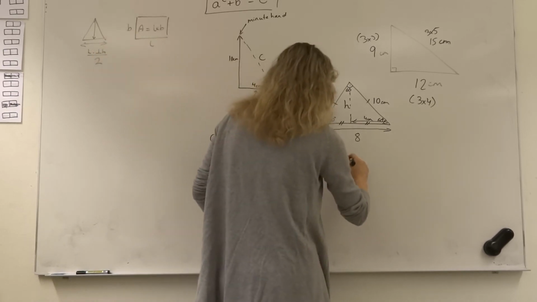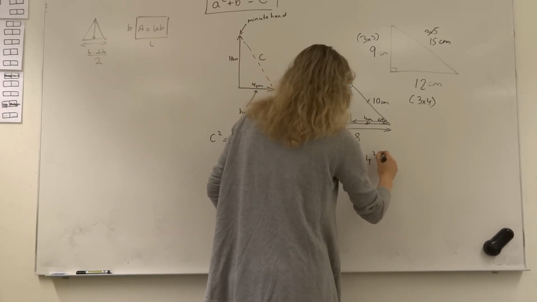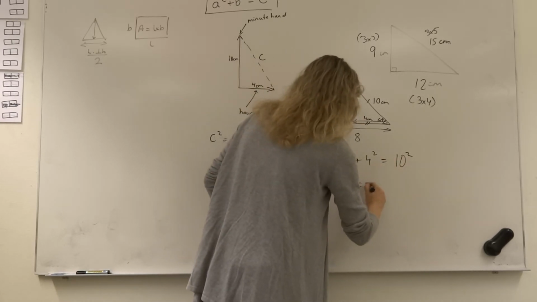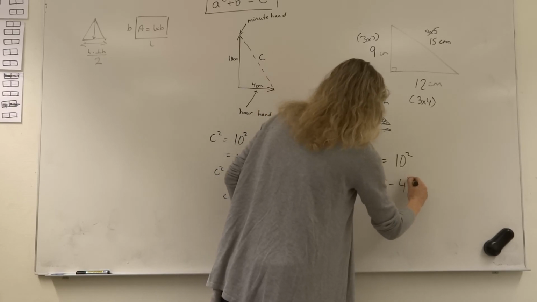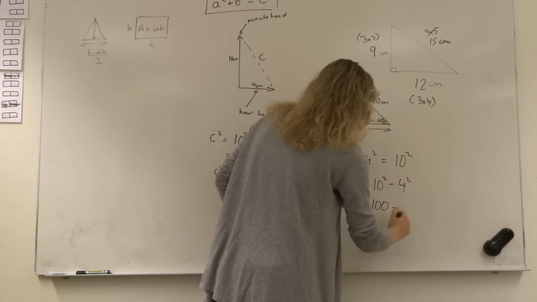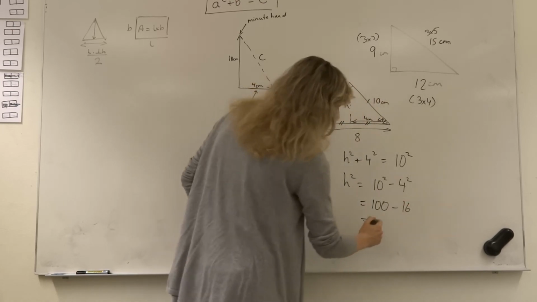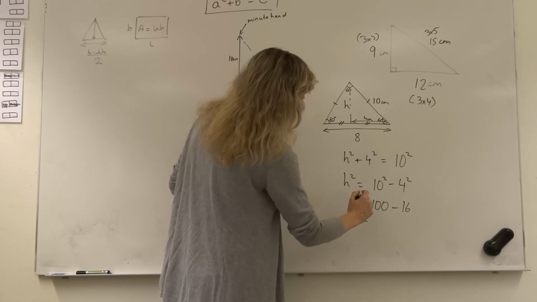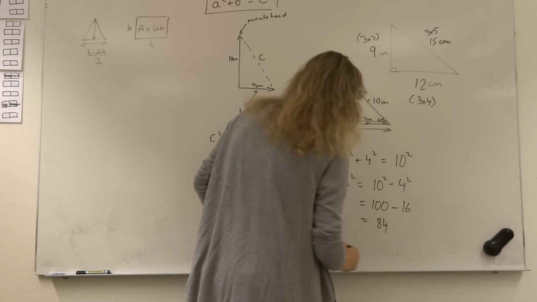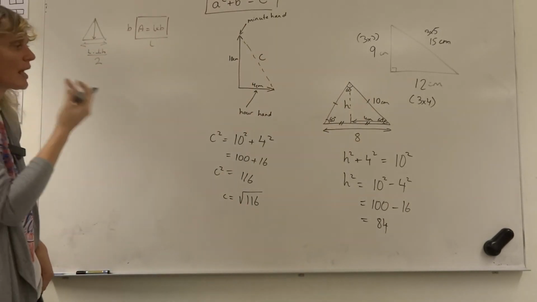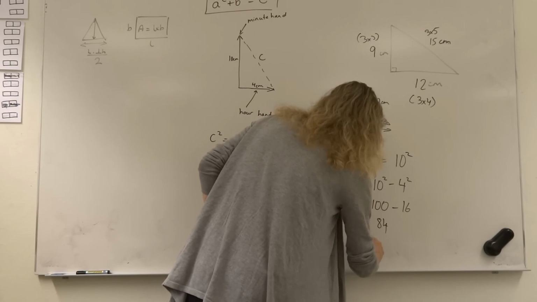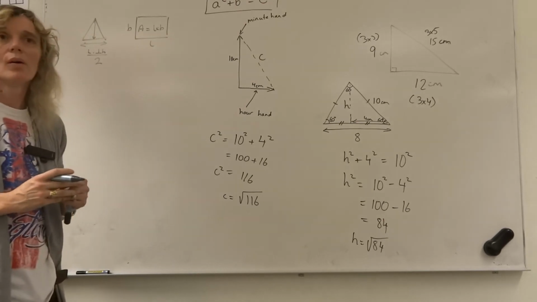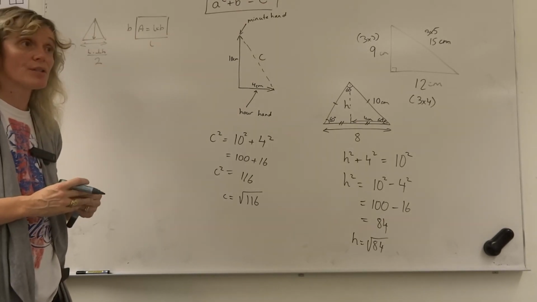Because you know that h squared plus 4 squared equals 10 squared. And move it for h squared equals 10 squared minus 4 squared, equals 100 minus 16, equals 84. And then you can get that h is the square root. Okay, so you can work backwards using Pythagoras as well.